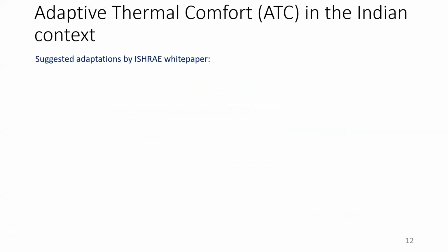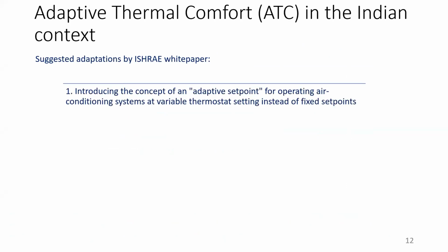Now we come to some suggested adaptations and changes in the air conditioning system operation that is worth noting in the Indian context. First, it is clear from the adaptive thermal comfort research that there is no such thing as a fixed optimum comfort temperature. Hence, instead of fixed set points, the concept of an adaptive set point for operating air conditioning systems at a variable thermostat setting should be explored.